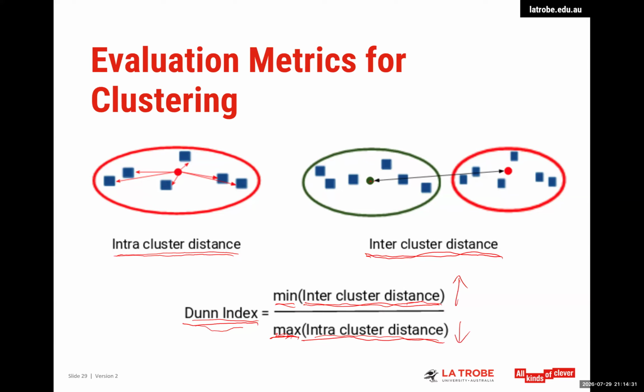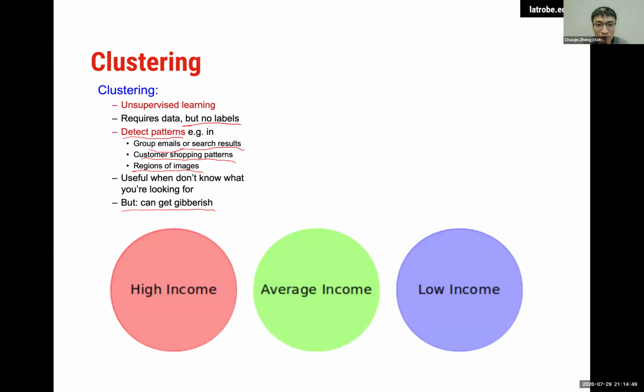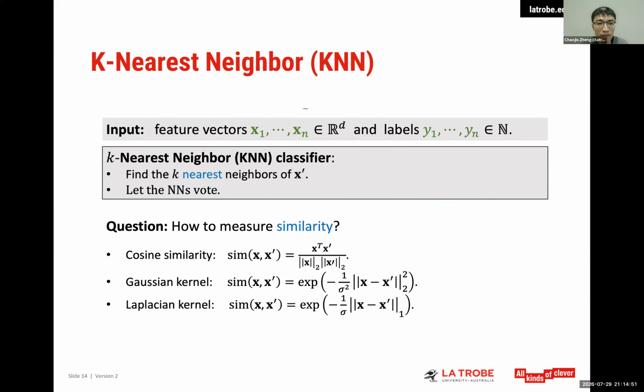Excuse me, Dr. Zen. Can I ask if the distance means physical distance or actually it's kind of like a similarity? It's up to you. It's like the k nearest neighbor. We can use the Euclidean distance, or we can use cosine similarity or Gaussian kernel or whatever. These are all distance definitions.